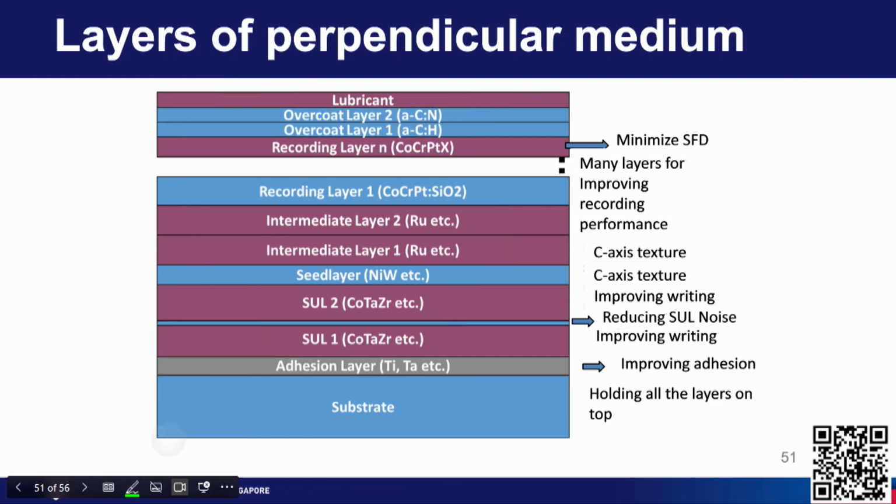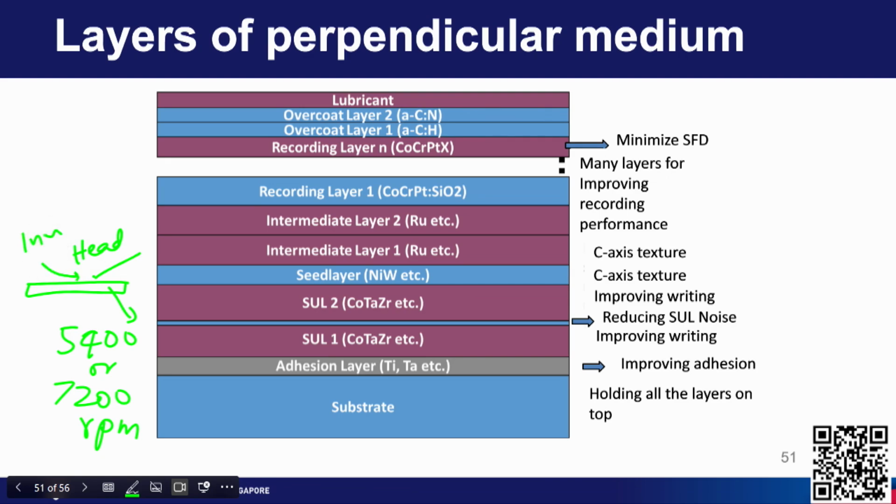as I mentioned, we are rotating a disc at rotational speeds of like 5,400 or 7,200 rotations per minute, which is a high speed rotation, and we are flying the head on top of it at a spacing of 1 nanometer. So, imagine you are rotating something at very high speed and you are flying at 1 nanometer.